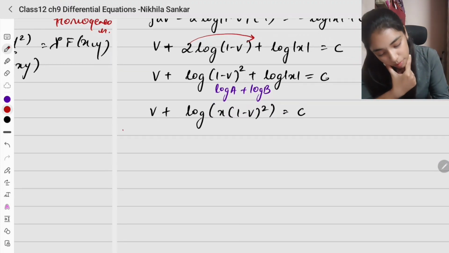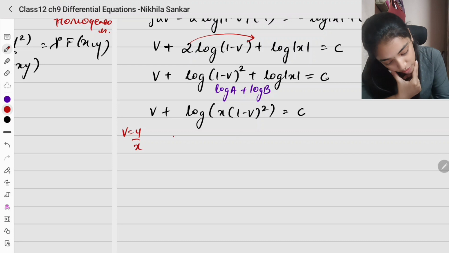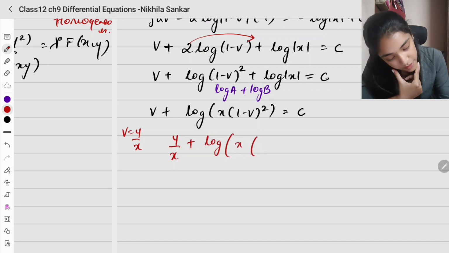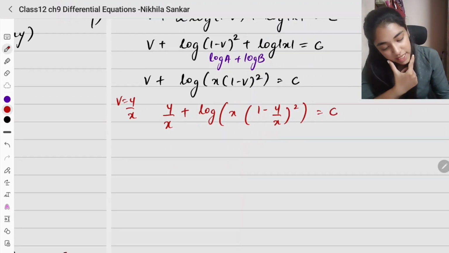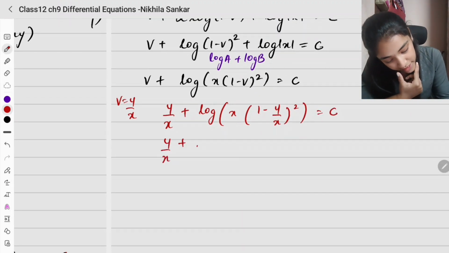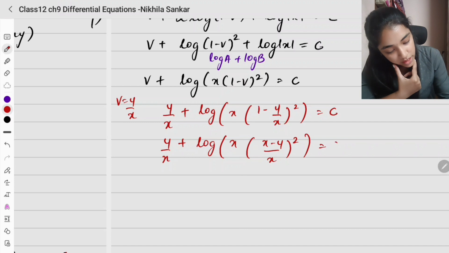So shall we substitute for v? So v equals y divided by x. I'm going to put that. So y by x plus log of x times 1 minus y divided by x the whole square equals c. Now if I take the LCM, y divided by x plus log of x times x minus y the whole divided by x the whole square equals c.